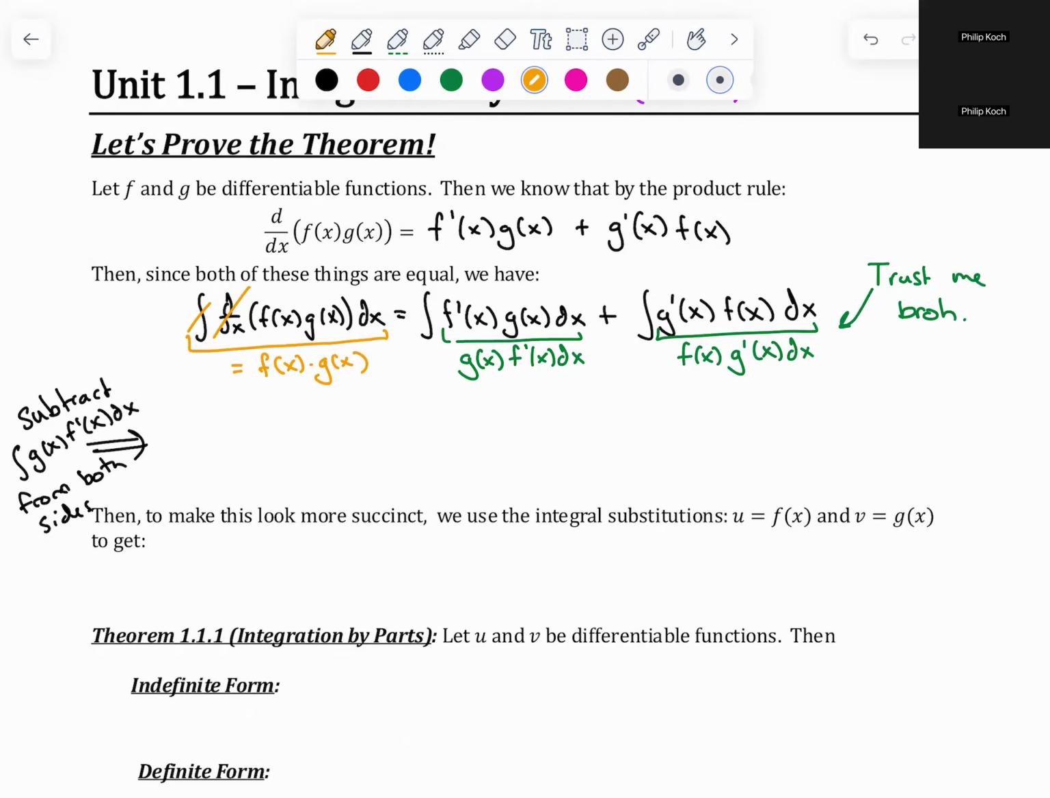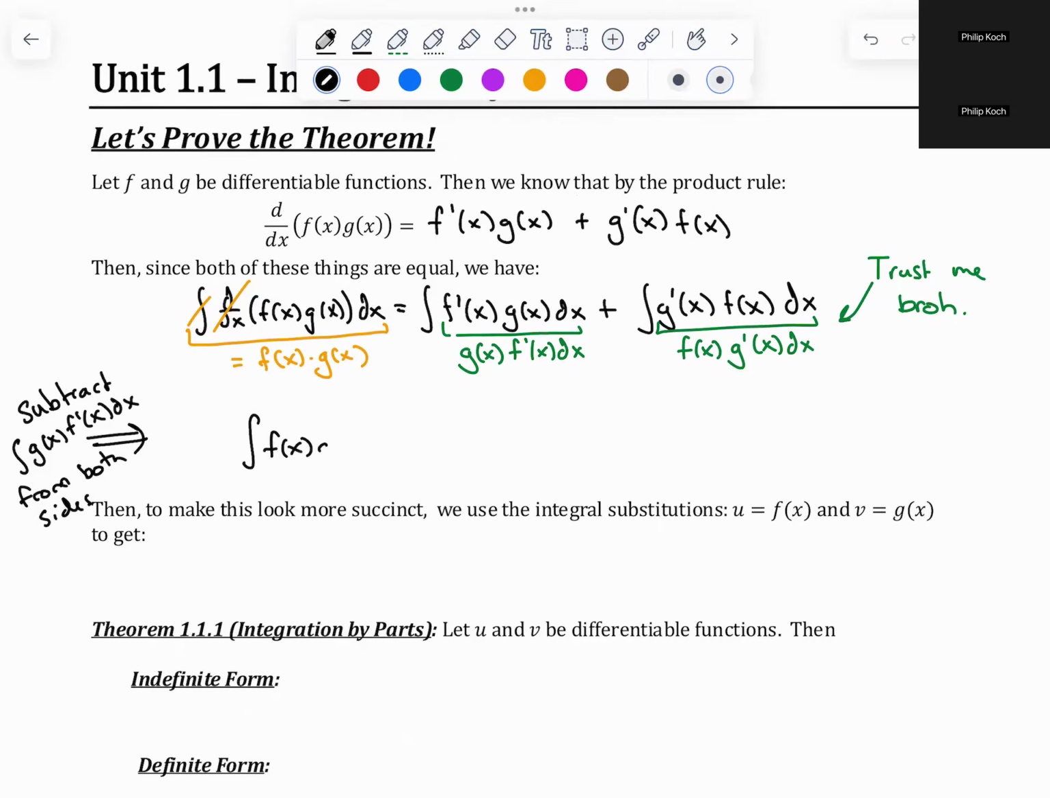We're jumping around all over the place. Let's recap one more time. The integral and the derivative symbol basically cancel each other out. We've got f of x times g of x over here. And then we're going to subtract off this piece from both sides and rearrange it. So what we've got is the integral of f of x times g prime of x dx is equal to f of x times g of x minus the integral of g of x times f prime of x dx.